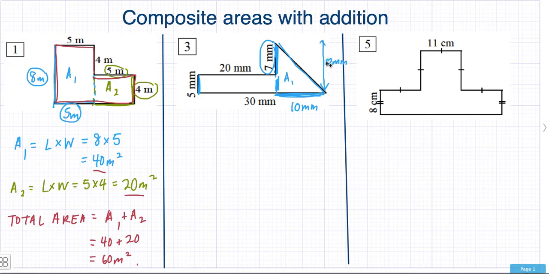So that's our height, so 12 millimeters. So we've put together the 7 and the 5. So once you've got those bits of information, the next thing that we're going to need is the rectangle that we didn't do.